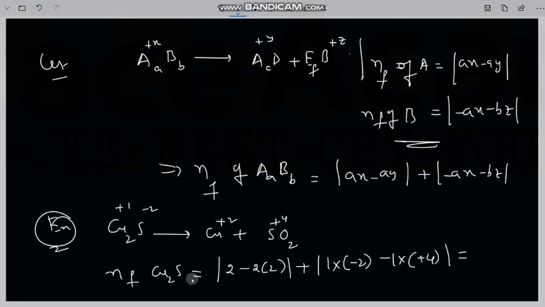See, 2 into plus 1 is what we write as AX for the copper case, minus A times Y, where A is 2 and Y is plus 2. 2 into 2 is 4, so 2 minus 4 gives modulus 2 here. And here, minus 2 minus 4 is minus 6, inside the modulus it is plus 6. So 2 plus 6 is how much? 8. 8 is the n factor for cuprous sulfide in this type of reaction.